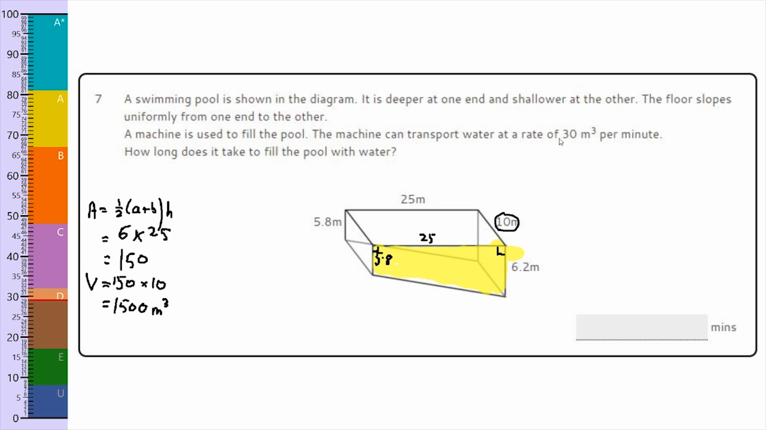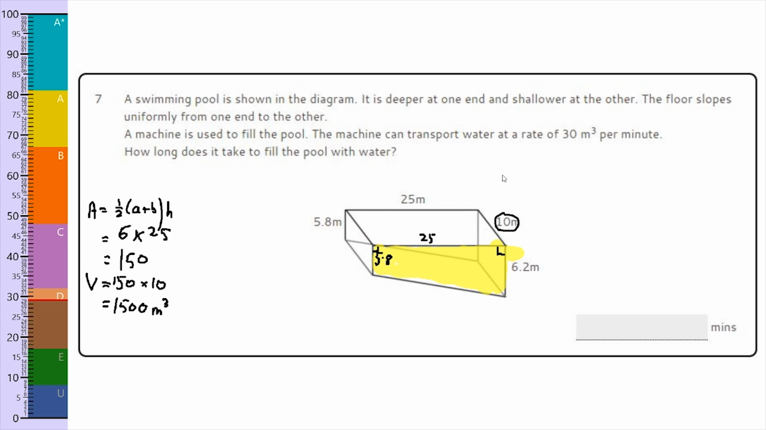It says that it's doing it at a rate of 30 meters cubed per minute. So it's saying in the first minute it's 30, then it's 60, then it's 90. Now we know that the pool is going to be 1,500 meters cubed. That's the volume of it. That's how much it needs to be filled up.